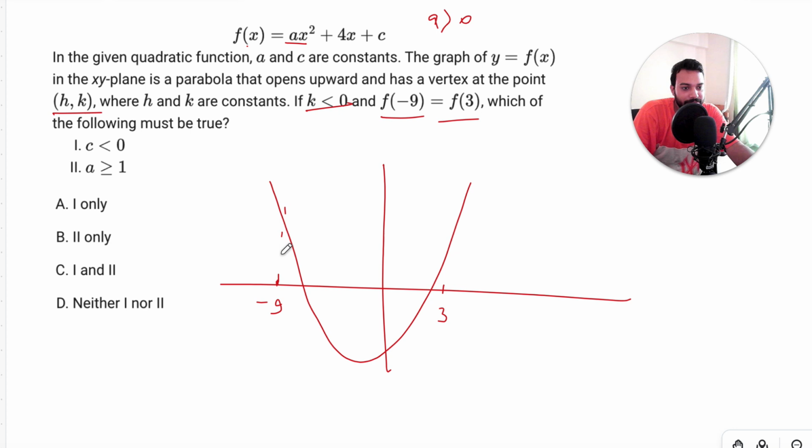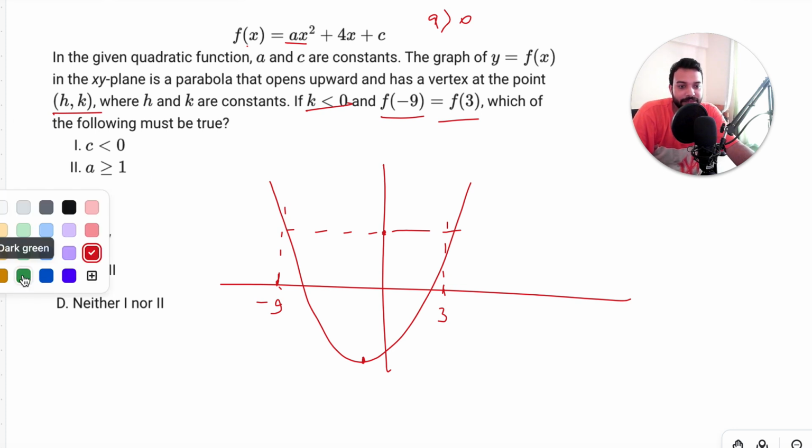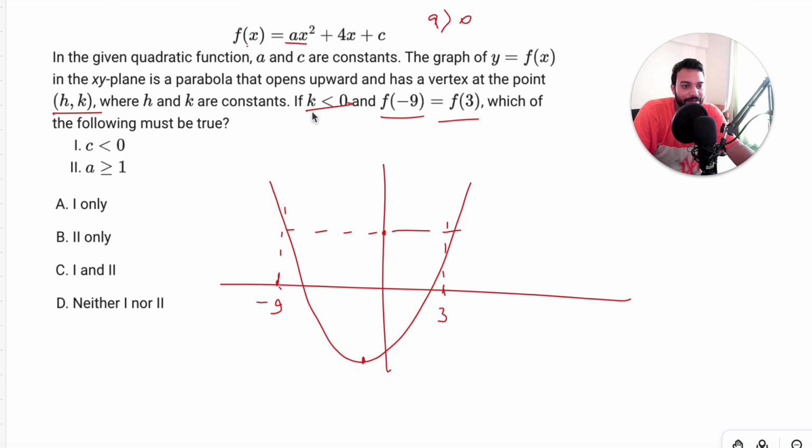So these are equal, and somewhere here the vertex might lie. We cannot say it with surety. We can say this with surety, that k is less than 0, so that means the vertex is below. It's going down below, but for the rest we'll have to check. So f of negative 9 is equal to f of 3. We put that. A is positive, that is there.